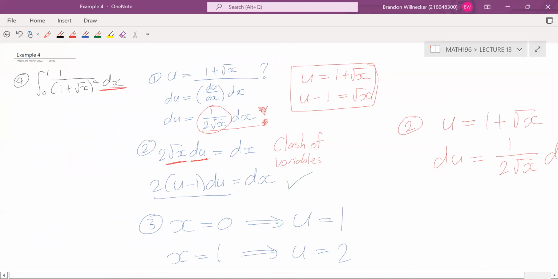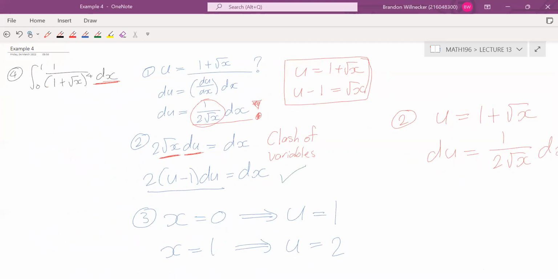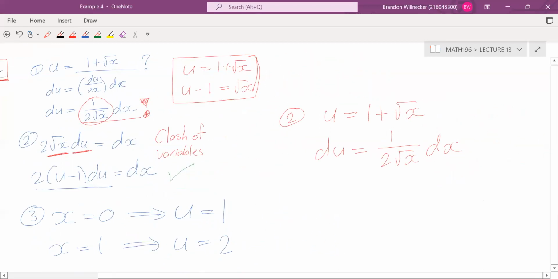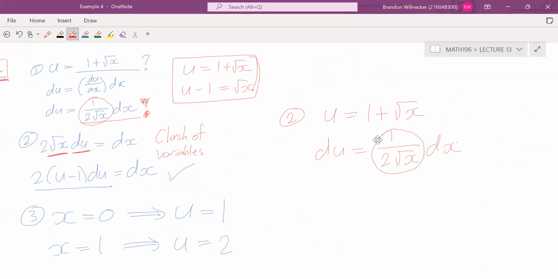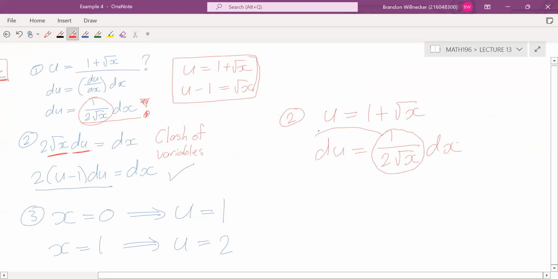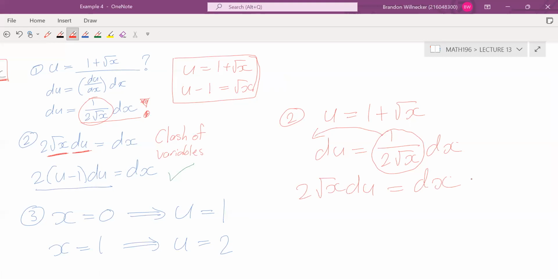But this is a problem because in our integral, we only have dx. Over here, we've got 1 over 2 root x times dx. So we need to get rid of that. So it's exactly the same as what we did in the previous examples. We take it over to the other side. So we're going to get 2 root x du is equal to dx. Okay, so we just took it over to the other side, no problem with that.